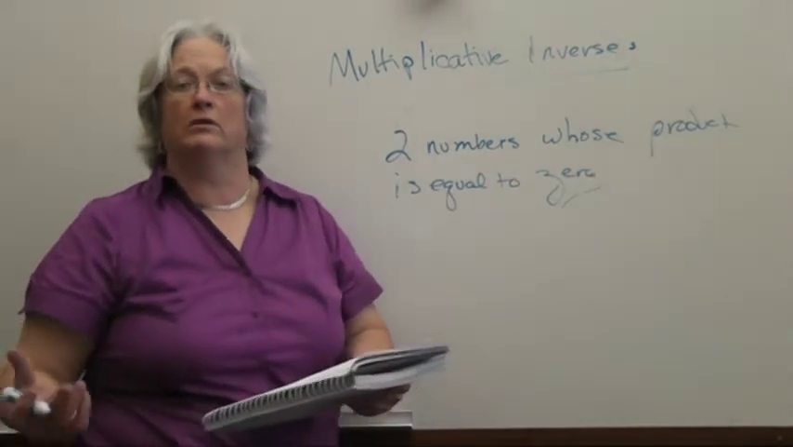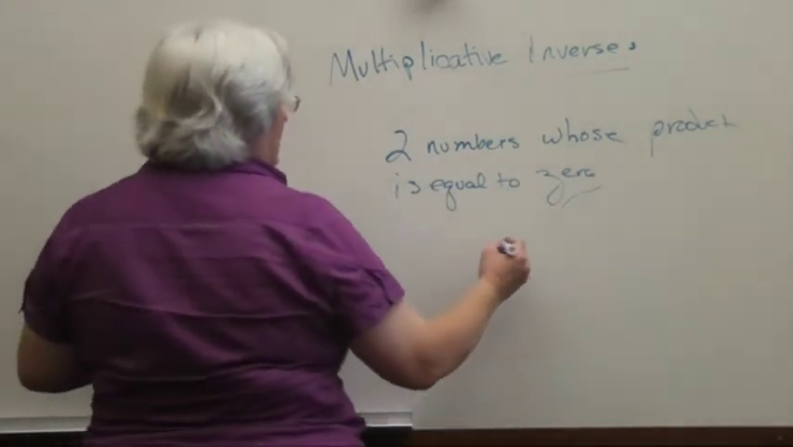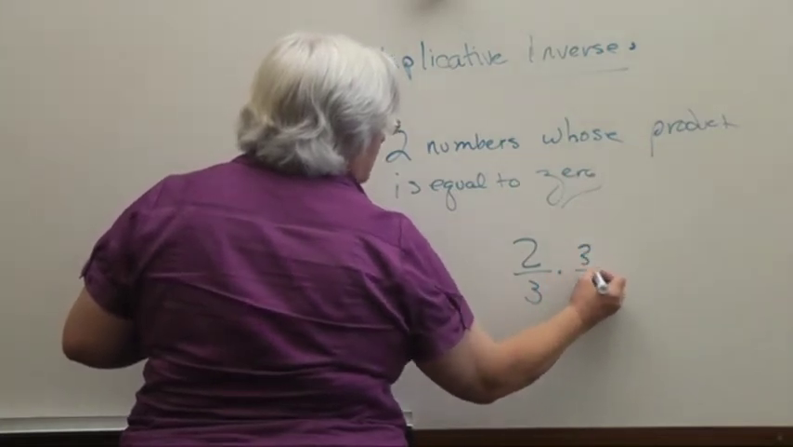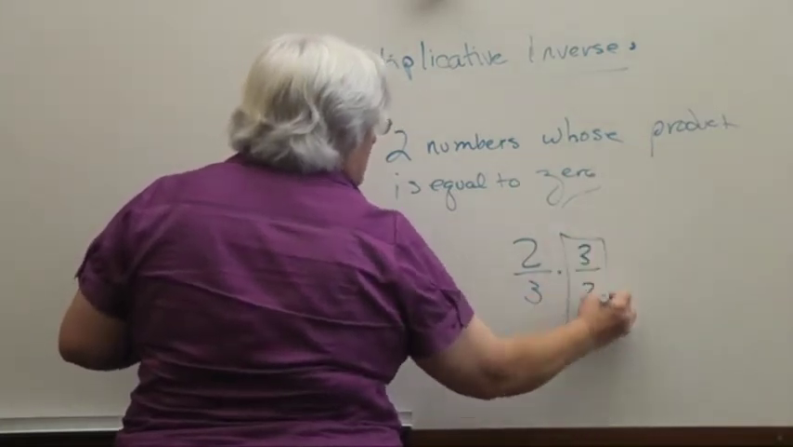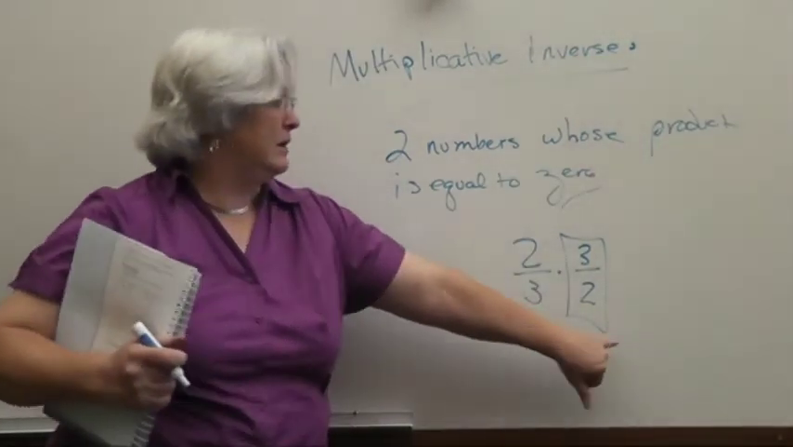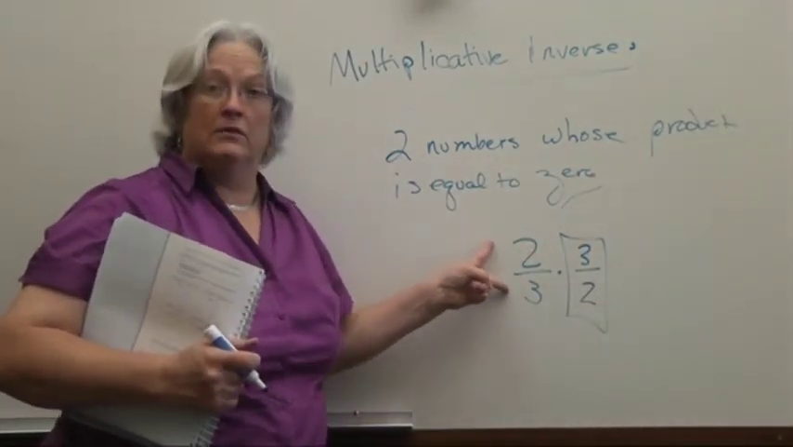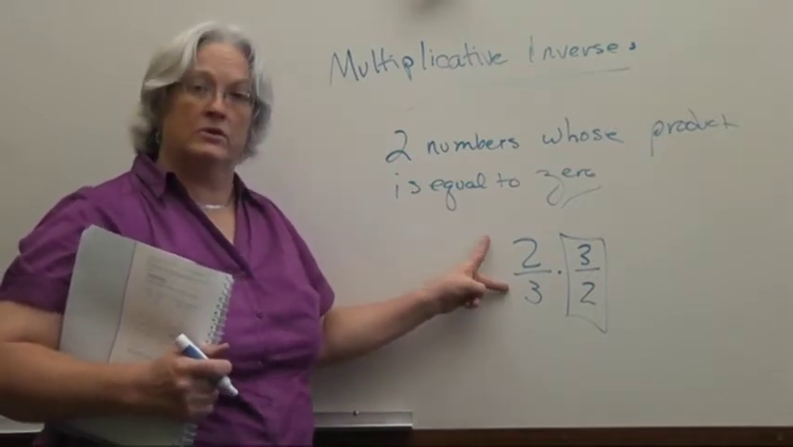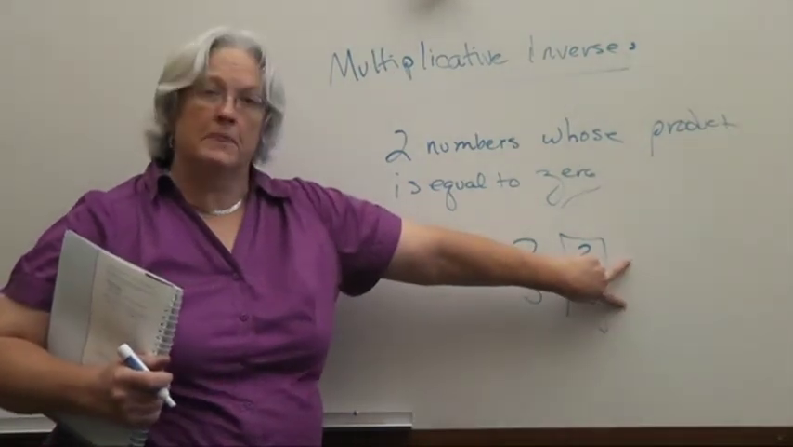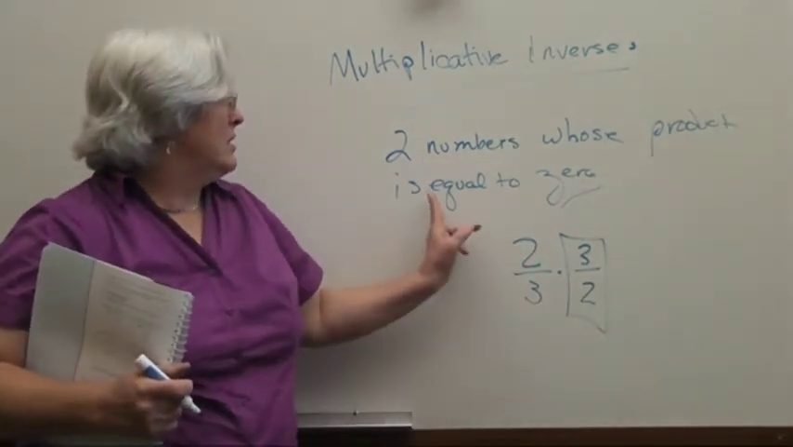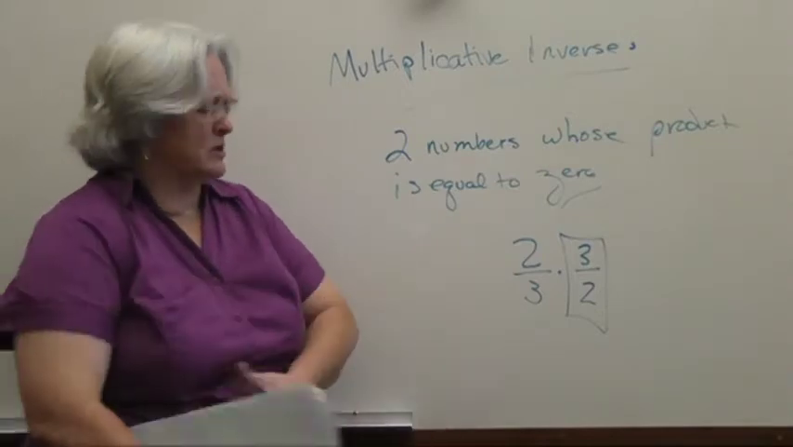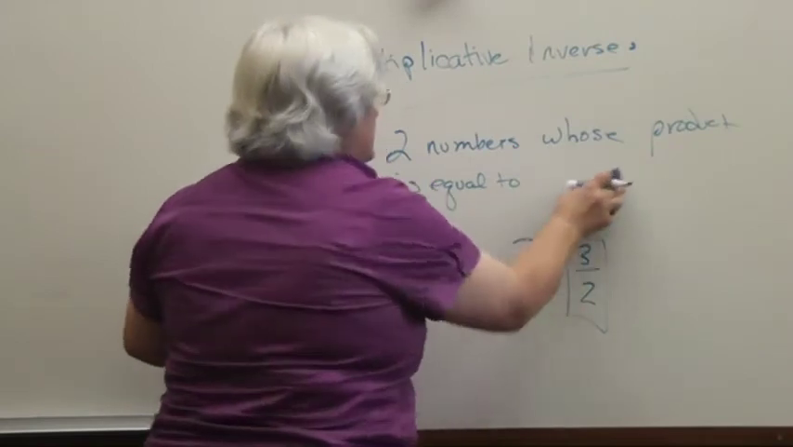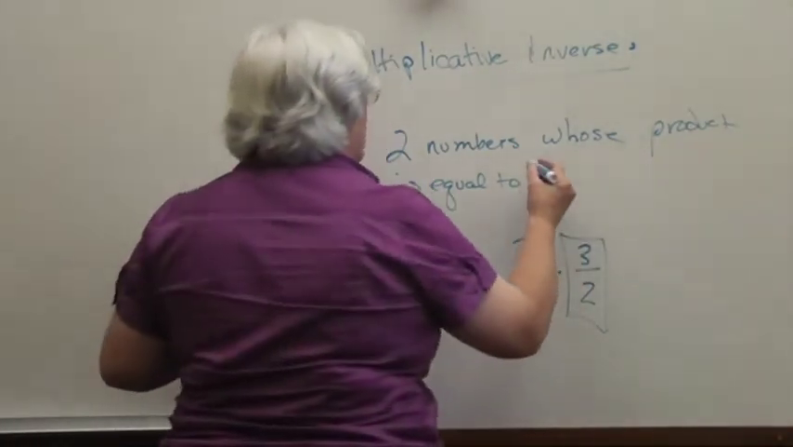Two numbers whose product is equal to 0. You probably think of a multiplicative inverse as the reciprocal. 3/2 right here is the multiplicative inverse of 2/3, because if you multiply 2/3 by 3/2, which is its multiplicative inverse, the product is equal to 1. I'm not sure why I said 0. Two numbers whose product is equal to 1. I apologize for that.